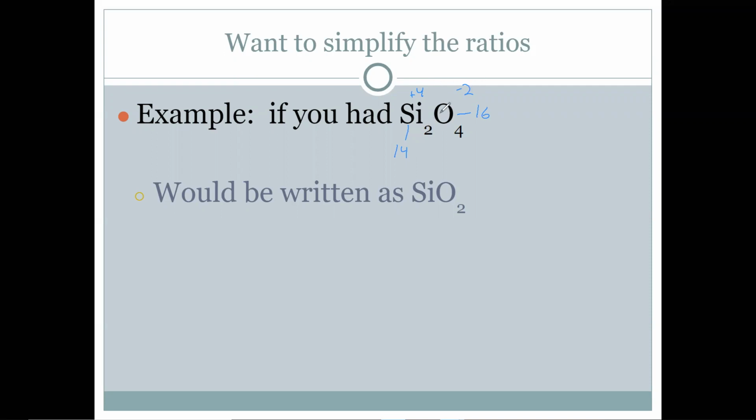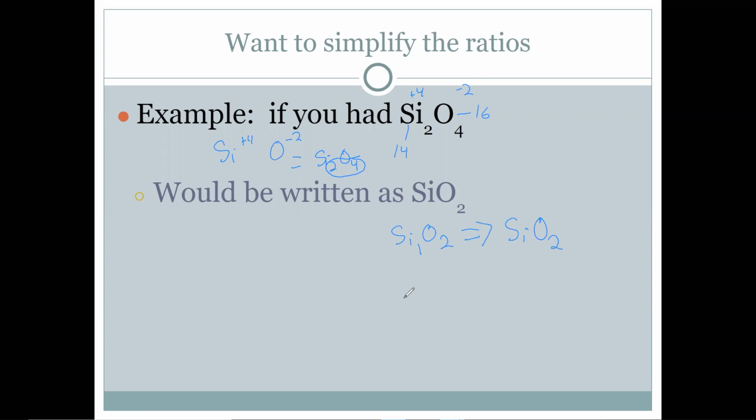So when this is happening, when you write silicon +4 and you write O -2 and you do your swap and drop properly, you end up with Si2O4. But what actually happens is you need to reduce sometimes. See how 2 and 4 are both divisible by 2? You're going to do exactly that. You're going to swap, drop, and reduce. So when you divide both those subscripts by 2, you end up with Si1O2, which then simplifies to SiO2. So if you ever see subscripts like that, you're always going to go ahead and reduce it down.